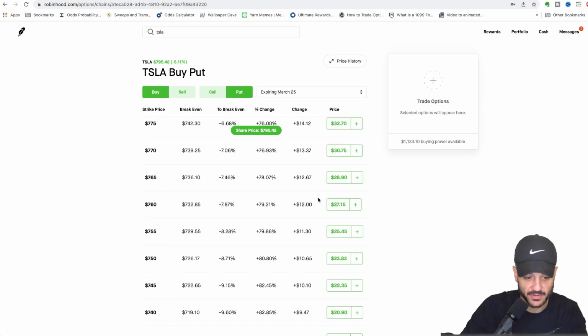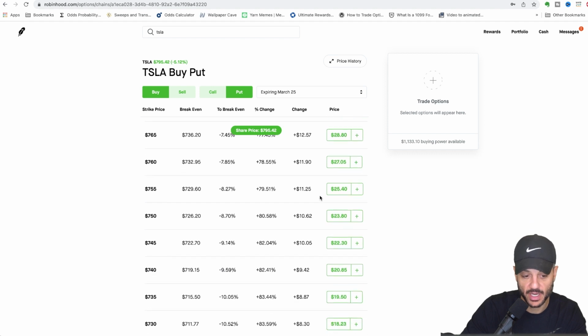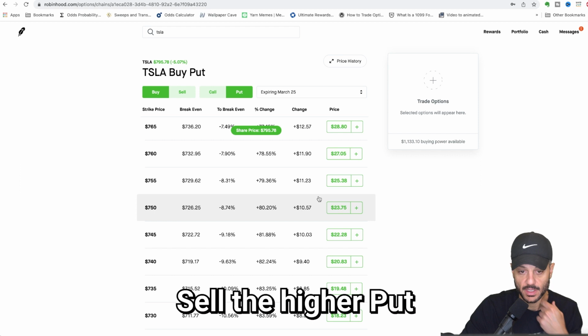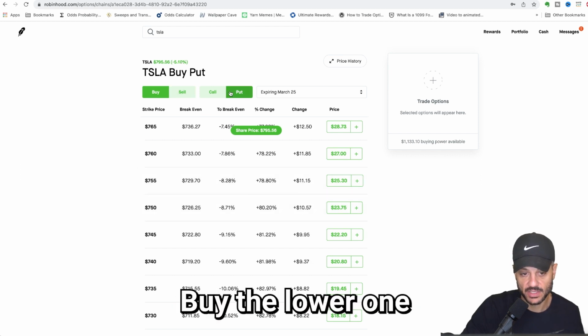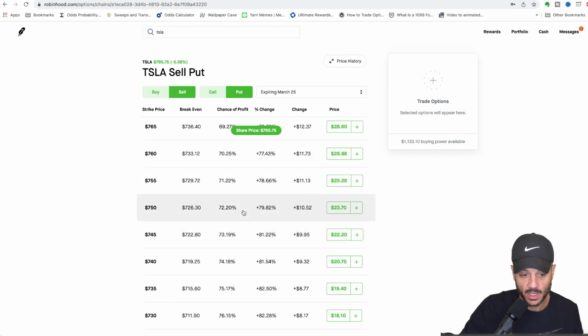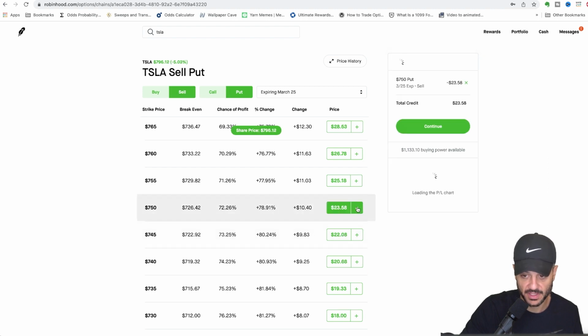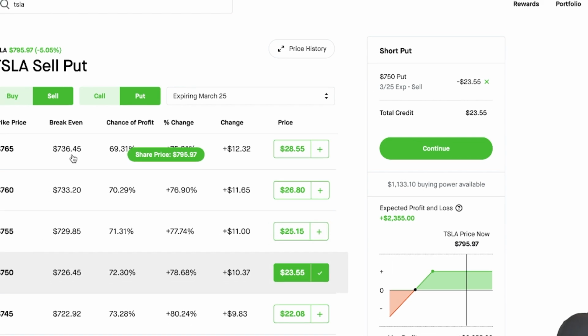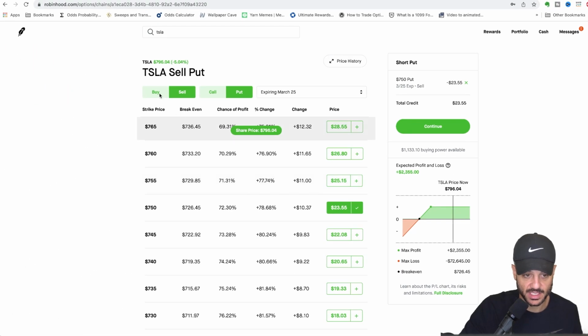So you go down to 750, and what you do with a credit put spread, meaning when you are bullish, is you sell the higher put and you buy the lower one. So in this case, we go to the puts, we go to sell, we sell the higher put, right? So sell the 750 put, and you can see here, sell 750, and we're going to be buying the 745.